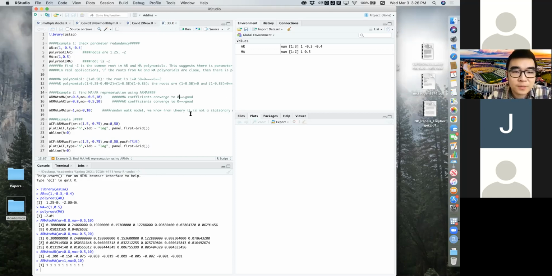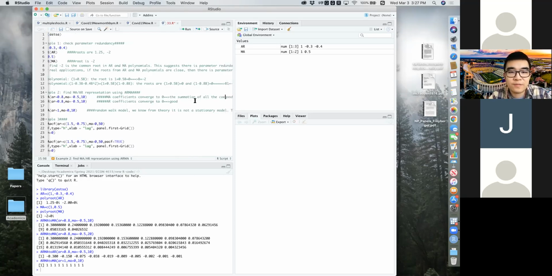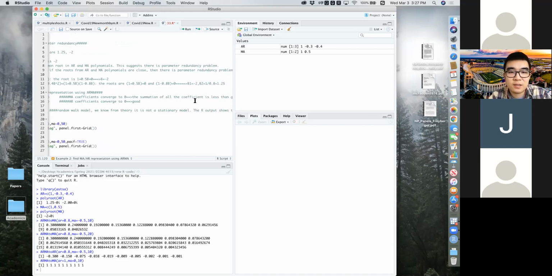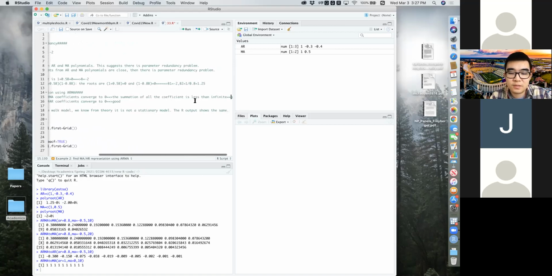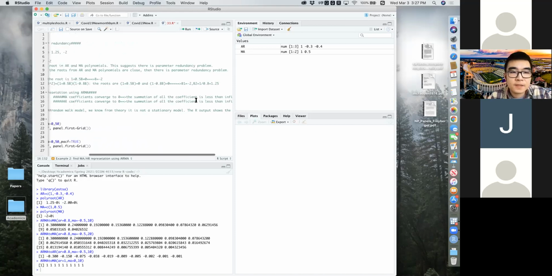So I'll give you more. The MA coefficients converge to 1, so it's more specific. The summation of all the coefficients is less than infinite. So this is a good model. The summation of all the coefficients is less than infinite. Good. Okay.